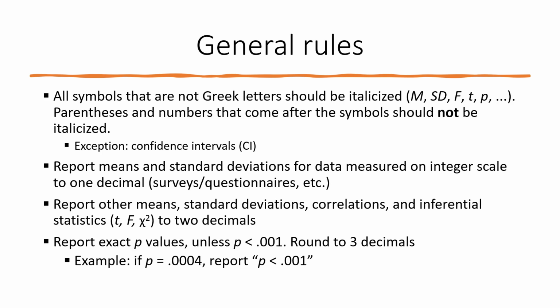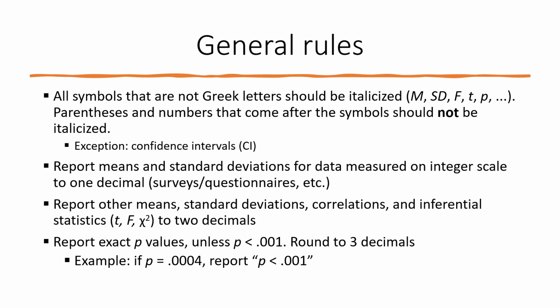Just some general rules for you. Know that all symbols that are not Greek letters should be italicized, so your means, your standard deviations, your F values, and so on. Any symbols that are Greek letters, like alpha or beta, are not italicized. Parentheses and numbers that come after the symbols should not be italicized unless you are stating the confidence interval.